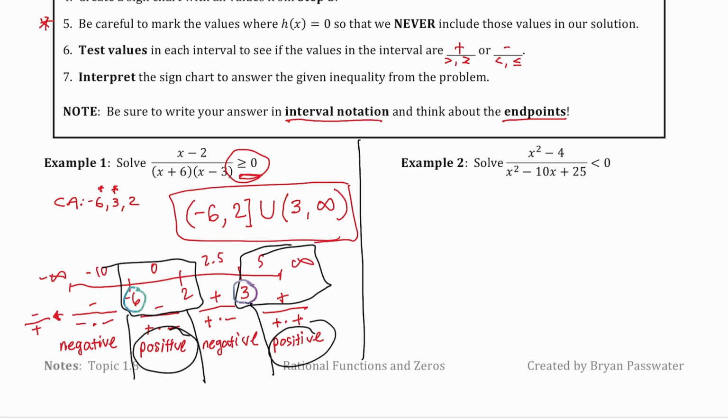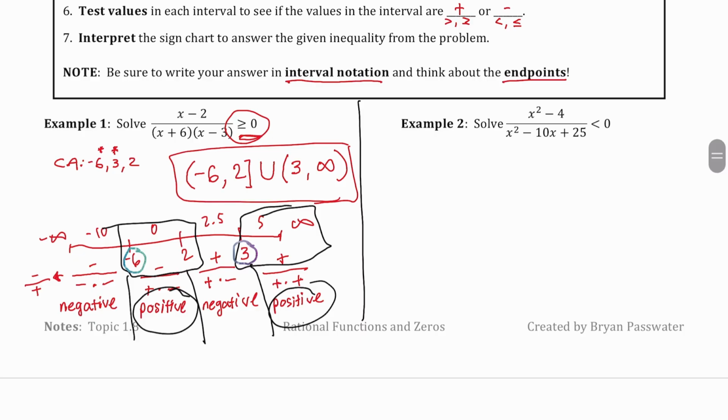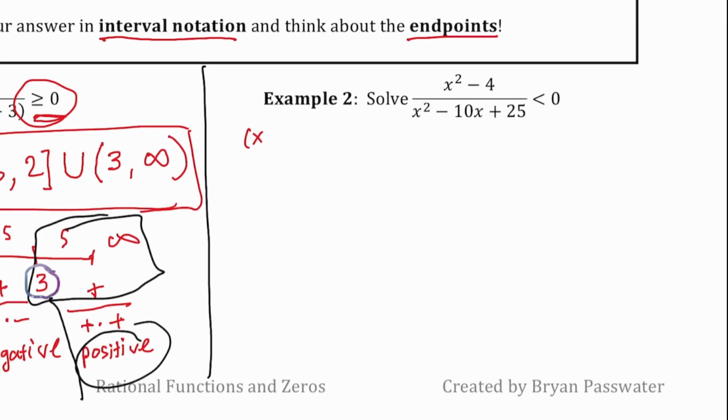All right, so example number 2 we have here. We do not have our factored form, so we're going to have to factor ourselves. So that's a difference of squares, so 2x plus 2. And at the bottom is x minus 5. We can see that adds up to negative 10, but multiplies to positive 25, so that's 2 negative 5s.